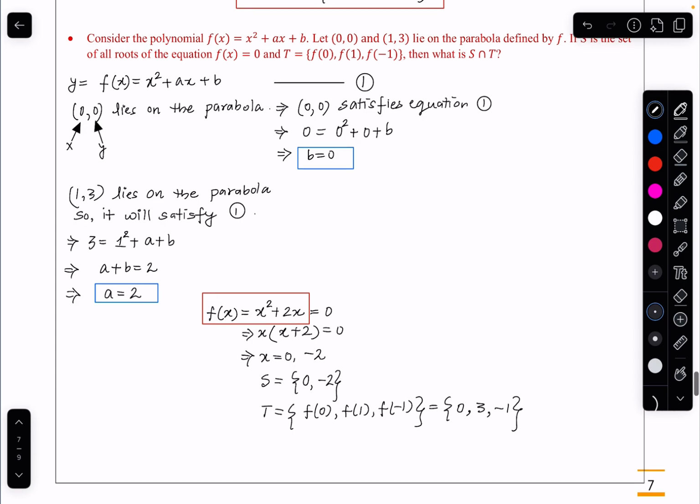The question was to find the intersection of S and T. The intersection takes the common elements of the two. I only see one common element, which is 0. So this is going to be the intersection of S and T. And that's it.